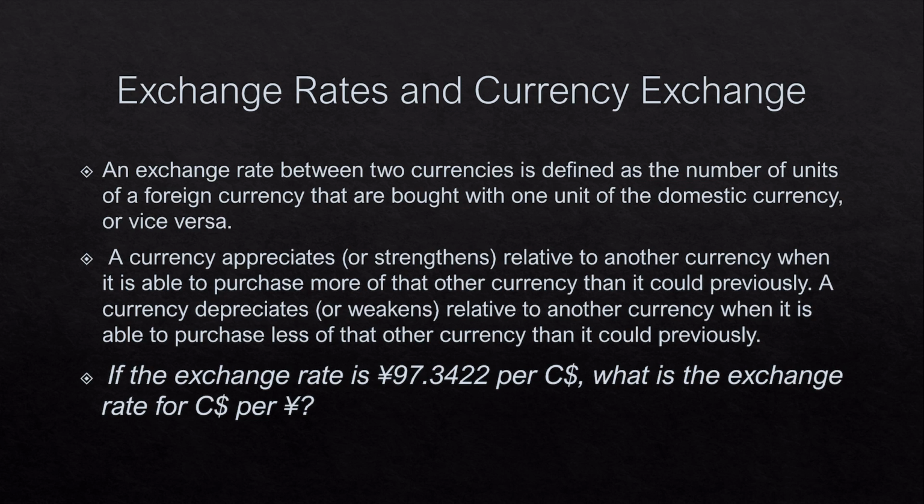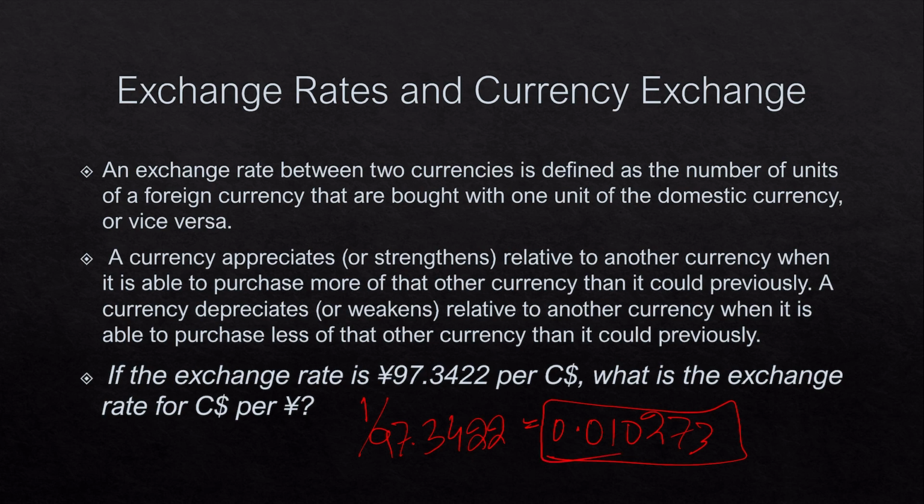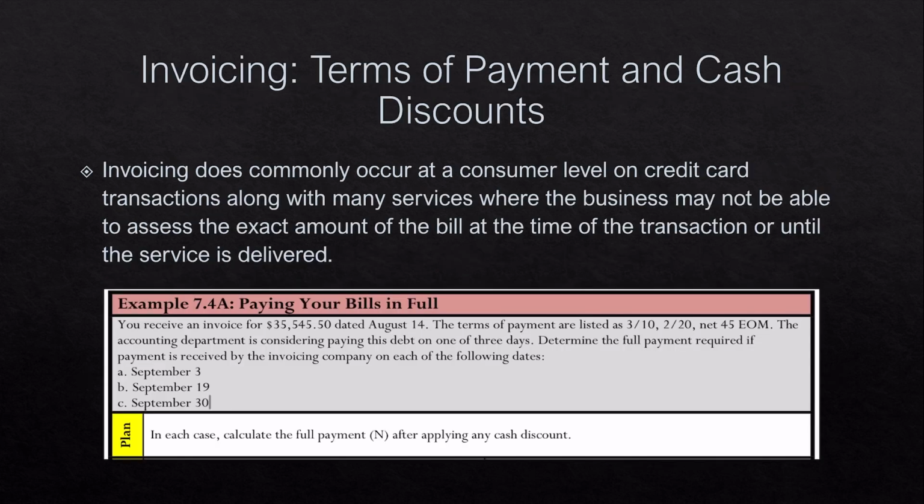It's very simple. We divide 1 by 97.3422, and we get the value, which is 0.010273 Canadian dollars. Like, for 1 yen, you can buy this much in Canadian dollars.